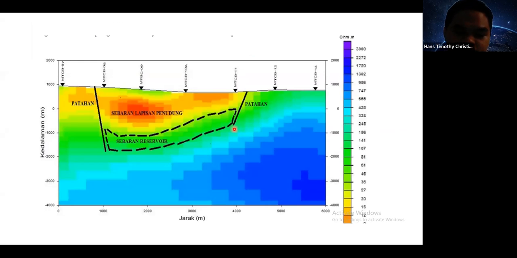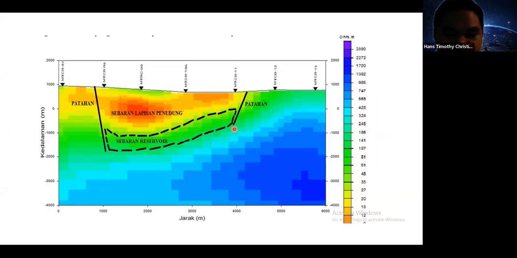The inversion processing result is in the form of a two-dimensional image of resistivity values to depth. The picture is an example of a two-dimensional image where, at a depth of less than 1,000 meters, there is a distribution of cover layers. The rock cover layers are formed by the hydrothermal process, which occurs due to reaction between the original rocks and geothermal fluids.